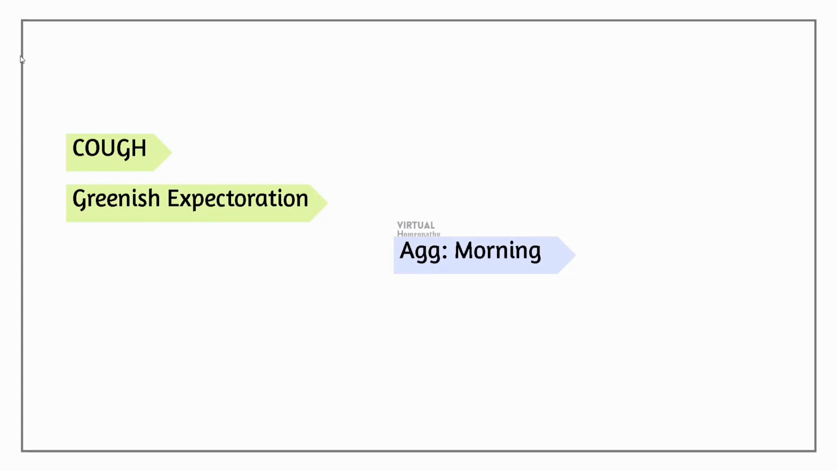When the patient wakes up, even before waking up, they will be coughing with greenish expectoration and again they cannot tolerate warmth. They don't like a warm room, they don't like a closed room, they don't like warmth at all. There will also be chest pain when the patient is coughing.